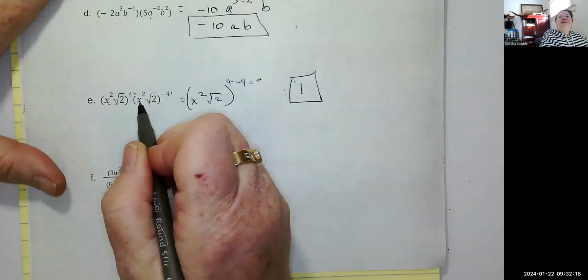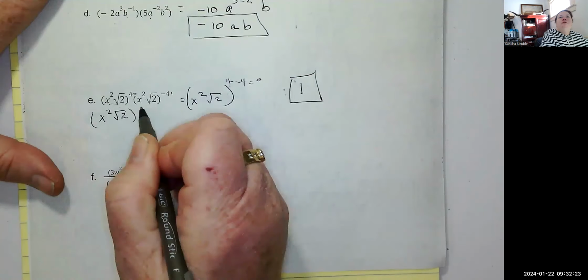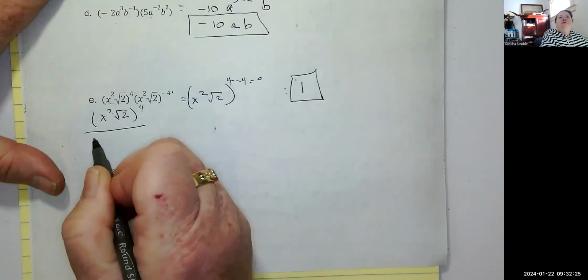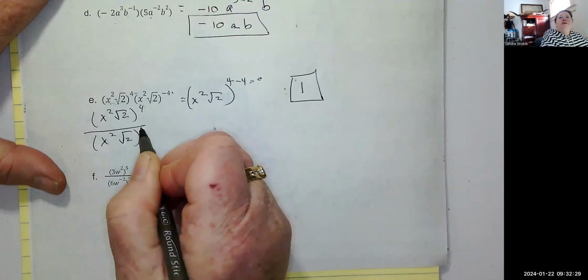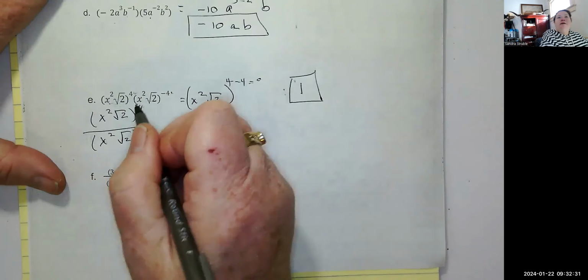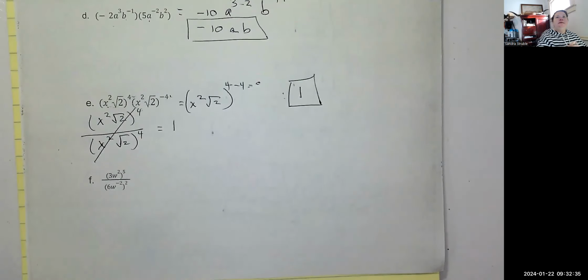The other way to look at this is you've got x squared square root of 2 to the 4th. And then if you took the negative 4 and put it in the denominator, it would be positive as well. And this would just give you a 1. They would reduce to give you 1. It's the same concept. So however you see it, the main thing is that you understand what you can and cannot do with your exponents.